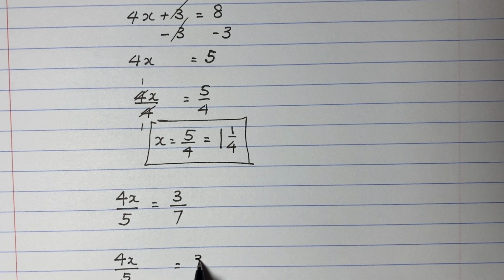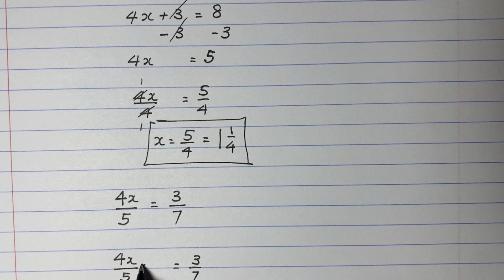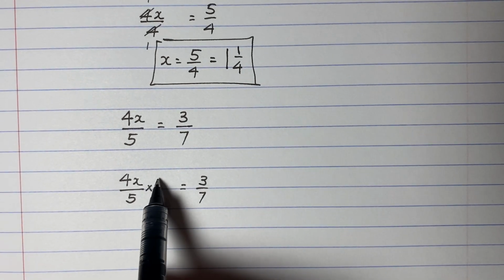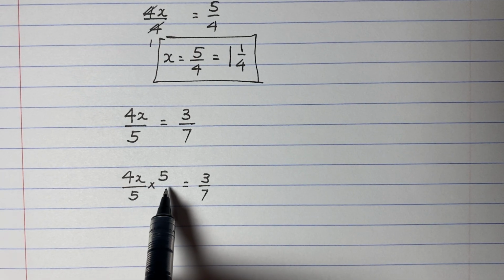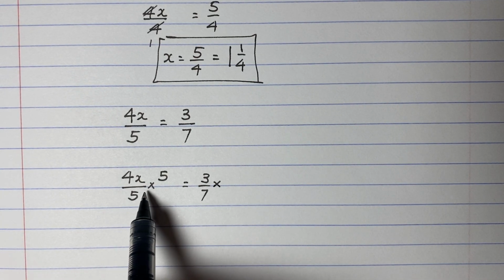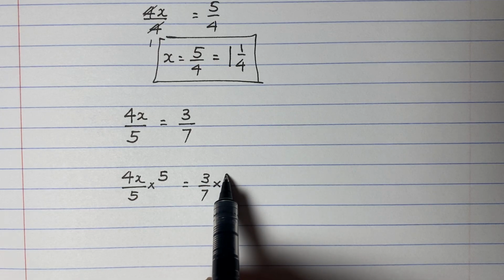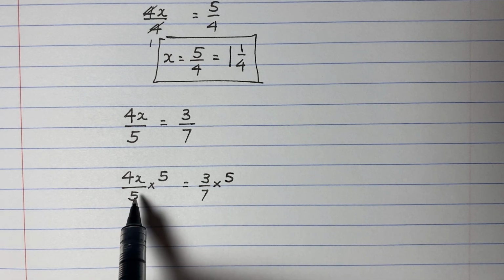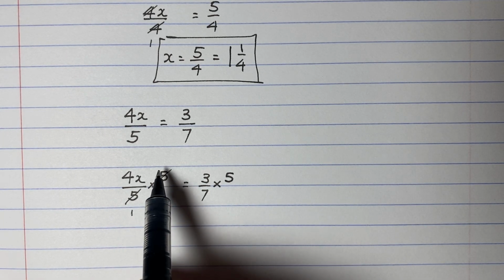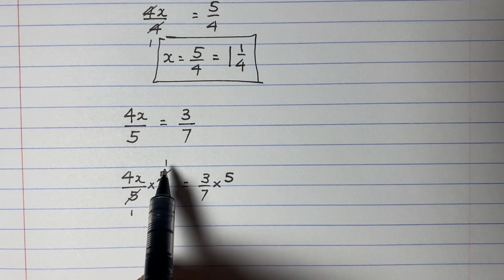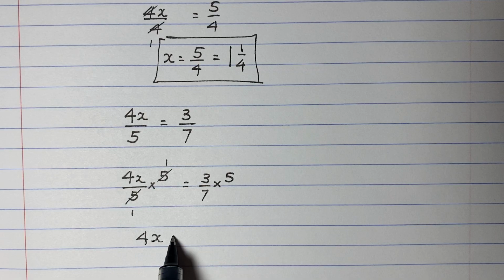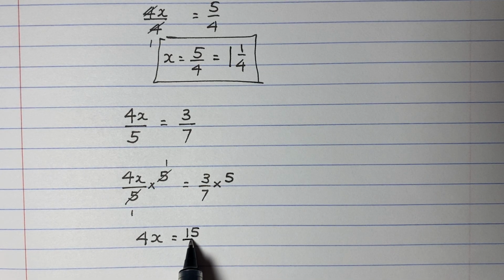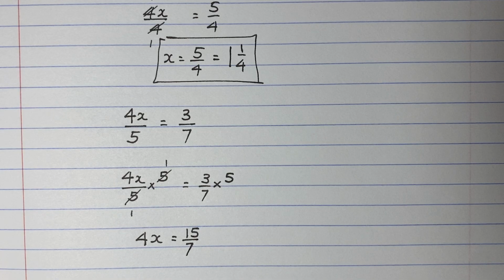I'll write the question again. Times 5 has to be written above the extension of the line, the fraction line, and the same here. Otherwise, 5 and 5 cannot cancel. So we have 4x times 1 divided by 1, still 4x. And this side, 3 times 5, 15 over 7.